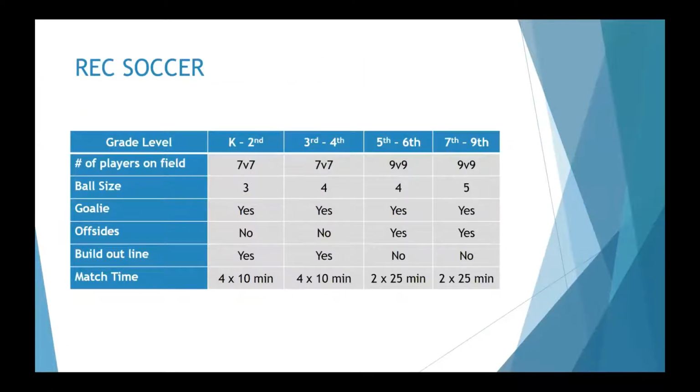As you can see here, this is a chart that will list a number of different things related to your team's age group or grade level. Those of you in kindergarten through 4th grade, you will play 7v7, which means 6 players on the field and 1 in the goal. Your ball size is listed there. The ref will have the game ball at your field each game. All grade levels will include a goalie. K through 4th, you will use the build-out line, which we will discuss later.